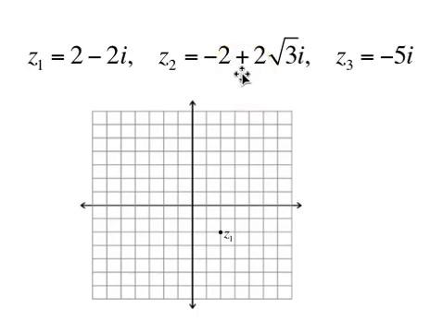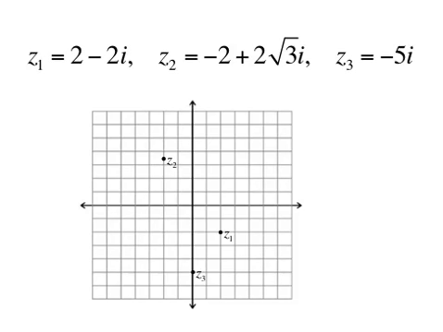z2 is negative 2 plus 2 root 3i. Well, let's see. So negative 2 in the real direction, 2 root 3 in the imaginary direction. Root 3 is about 1.7, and 1.7 times 2 is about 3.4. So we go up 3 and a little bit more to get z2. And then z3 is negative 5i, so it's nothing in the real direction, but negative 5 in the imaginary direction. So 1, 2, 3, 4, 5. z3 is about here. So we're able to graph all these complex numbers on the complex plane.